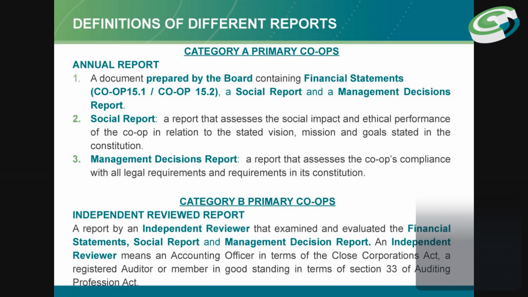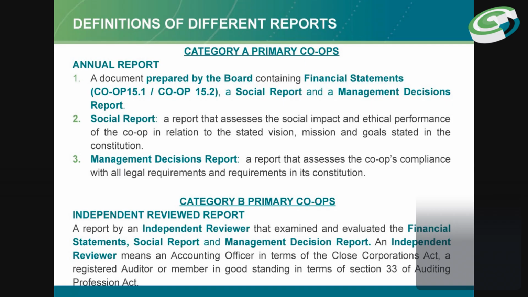The social report and the management decisions. Social report is the report that assesses the social impact and ethical performance of the co-op in relation to the stated vision, mission, and goals stated in the constitution. Management decision report is a report that assesses the co-op compliance with all legal requirements and requirements in its constitution. This is the definition of the forms.